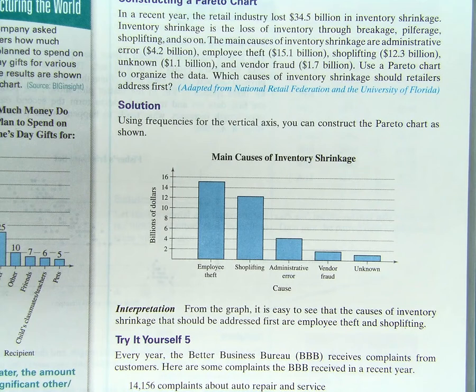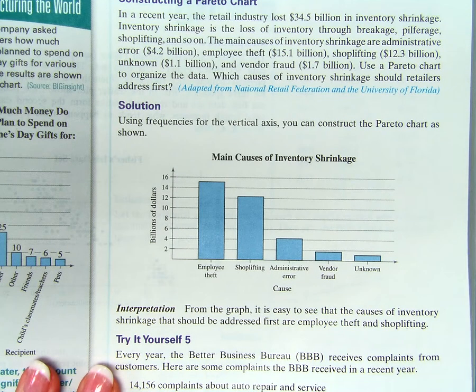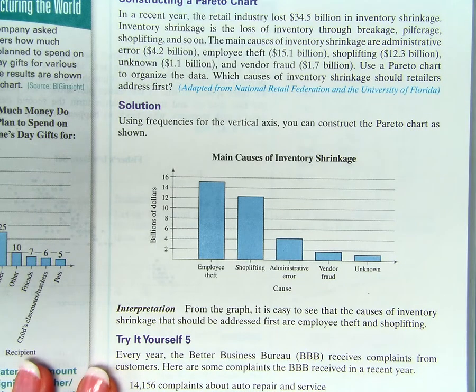Any questions about a Pareto chart? If you make one, what do you have to make sure to kind of order to put it in? Biggest to smallest, right? Okay?